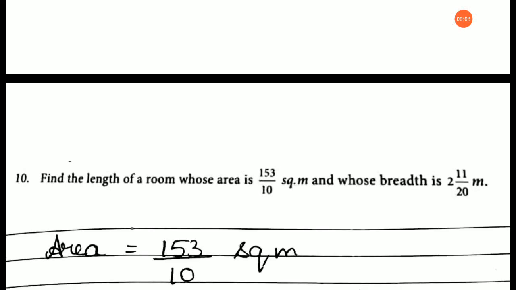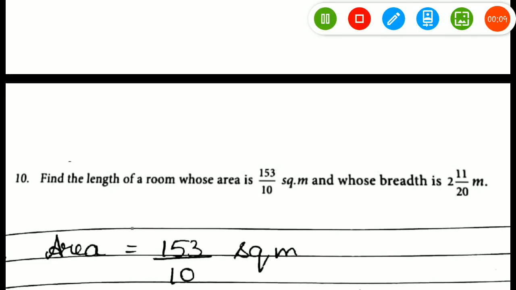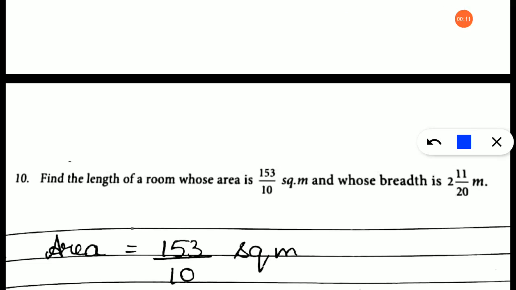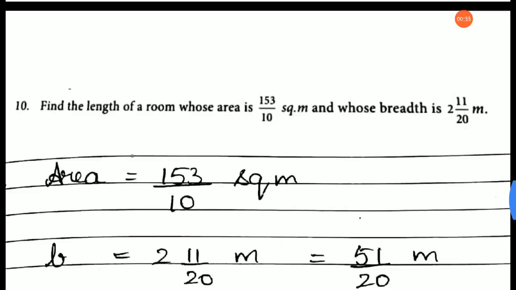Find the length of a room whose area is 153 by 10 square meter and whose breadth is 51 by 20 meter. So there is a room and the area of that room is given, and you are going to find out the length, and breadth is also given. So if there is length and breadth, what formula can we use? We can use area of a rectangle, because the area of a rectangle is length into breadth. So shall we use that formula?